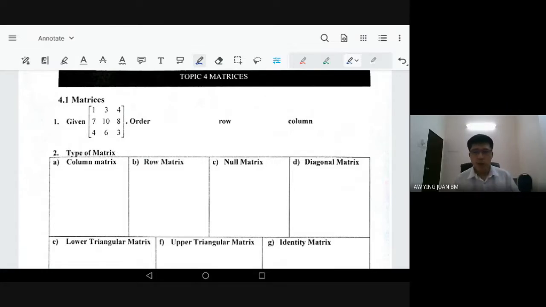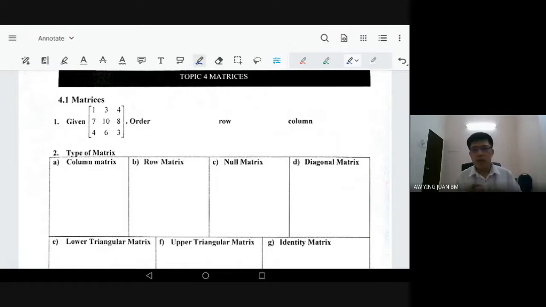Second one, we have the column. So the first column from the left 1, 7, 4. Second column, we have 3, 10, 6. The third column, on the right-hand side, we have 4, 8, 3.